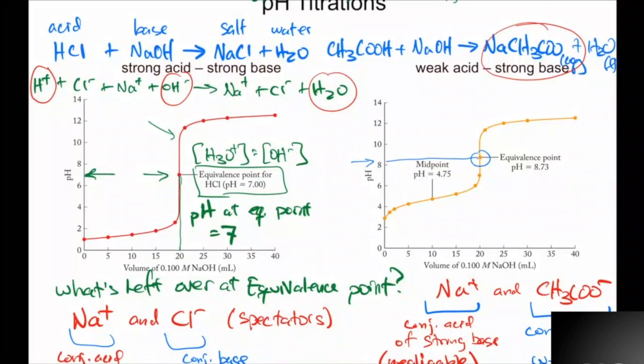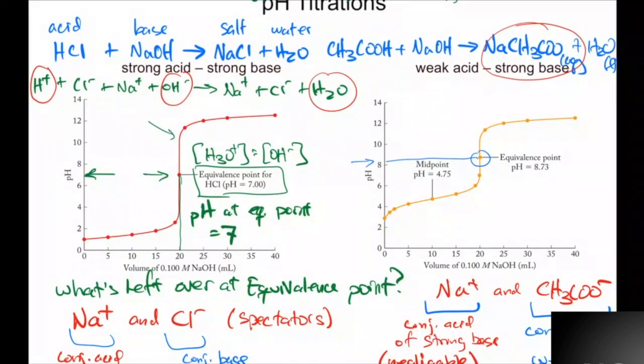For the weak acid, you've got a strong base, so the conjugate acid will be of negligible strength, but you have a weak acid, so the conjugate base will be a weak base. That's the spectator ion. It's a weak base, so it should make the pH basic at the equivalence point. That's what's left over at the equivalence point. So you should have noticed that.